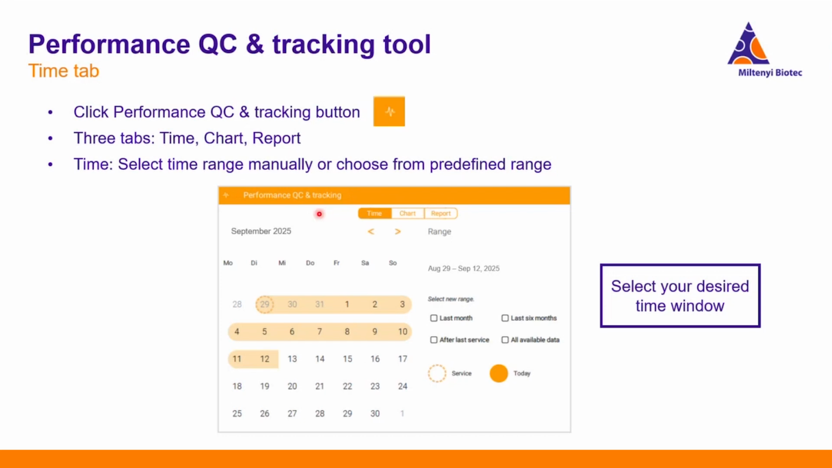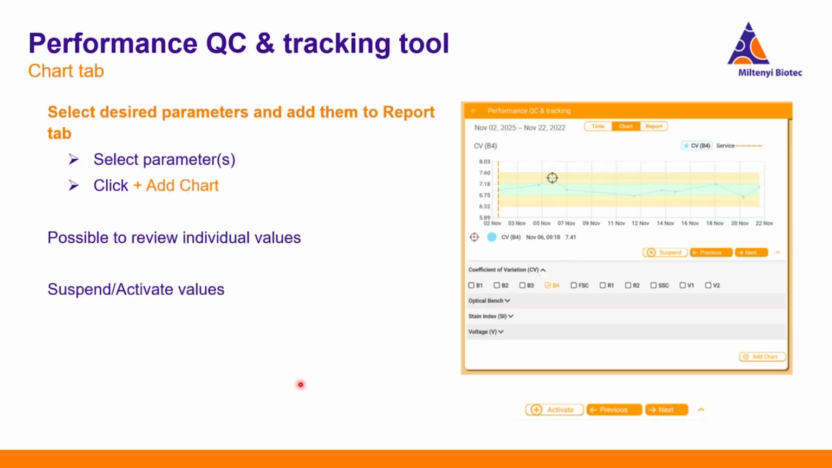As the name says, time is the point where you can define the time range for which you want to see the parameters. You can either manually select them, or you can also click one of these buttons, which are last month, the last 6 months, everything which is available, or after the last service, because every time, of course, the colleagues from the field service do something on the optics, they will enter it in the software, and then you need again 7 calibrations to stabilize again. Okay, so here you define your time window.